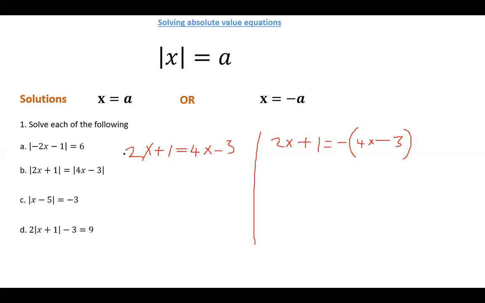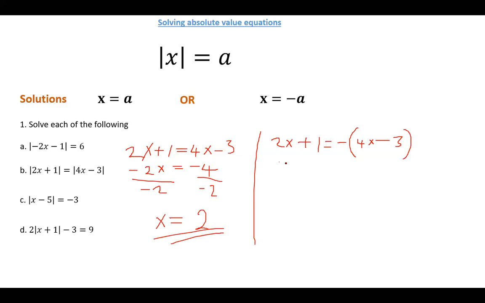When you take this 4x to this side, you're going to have negative 2x, because 2x minus 4x gives negative 2x. Then when you take this positive 1 to the other side, with the negative 3, you're going to have negative 4 on this side. So when you divide both sides by negative 2, you are going to have x being equal to 2. So this is our first value of x.